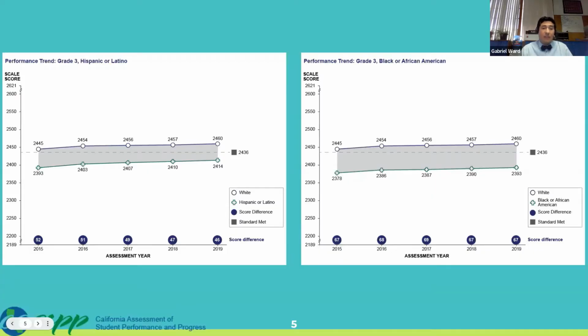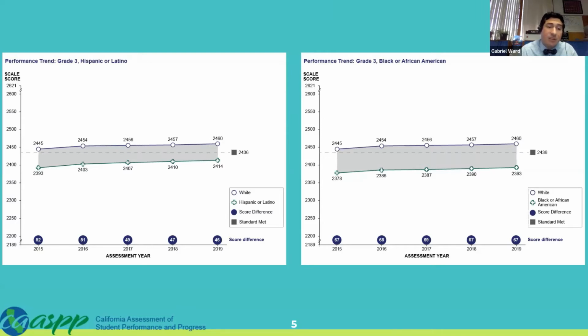So here, what I have for you is just looking at some trends, and this data is available to us from CASP. Okay. And so here we have some data, and we're looking at it for both 3rd grade in regards to Latinx students and 3rd grade in regards to African-American students.